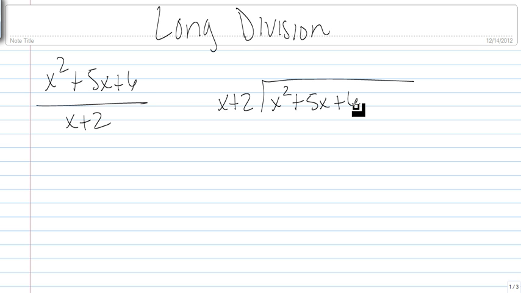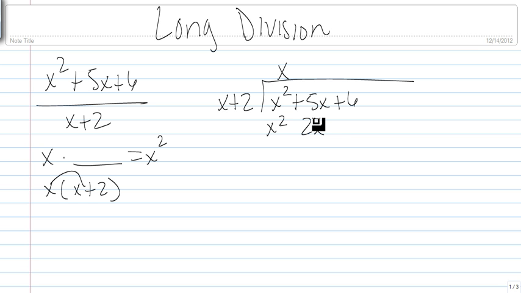So now you want to ask yourself, this x right here can go into this x squared how many times? 1x times, right. Or I like to rewrite it like this too. X times what gives you x squared. Either way, you'll get your right answer. Once you figure out what goes in the blank, then you take that and multiply it times what's on the outside of the house. So take your x and multiply it times x plus 2. So x times x is x squared, and x times 2 is 2x.